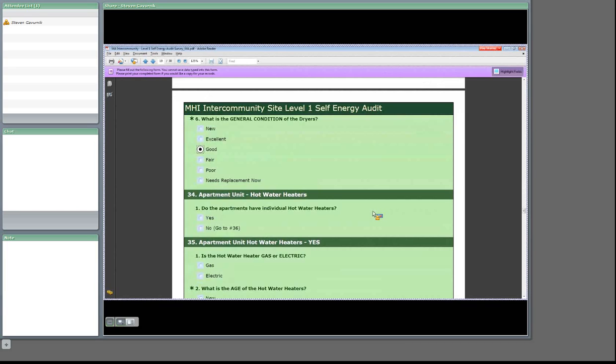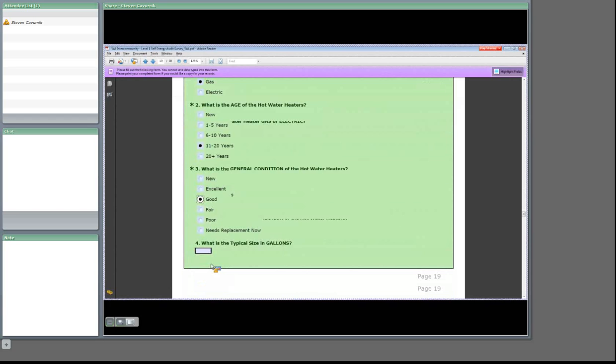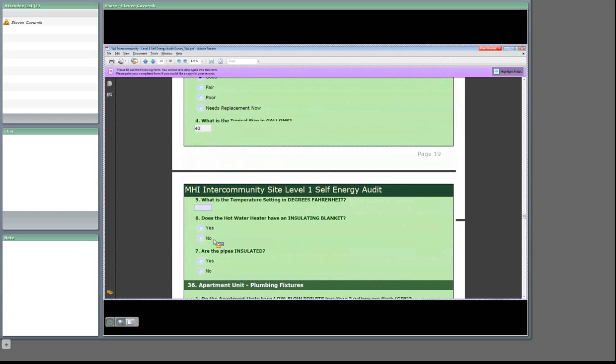And in the apartment units, we want to know what the hot water heaters are, if you're not getting central domestic water from a central plant. So if the apartment units do have their own hot water heaters, answer yes, otherwise go to section 36. In section 35, we want to know whether they're gas or electric, general age, general condition, and the typical size of those tanks.